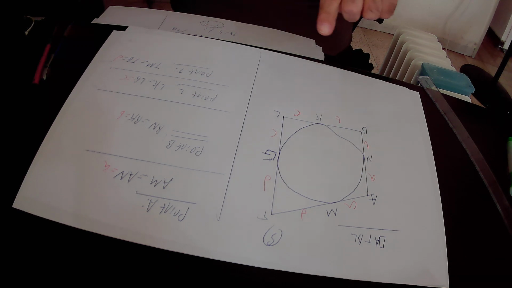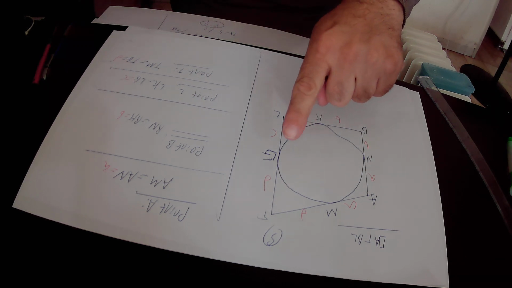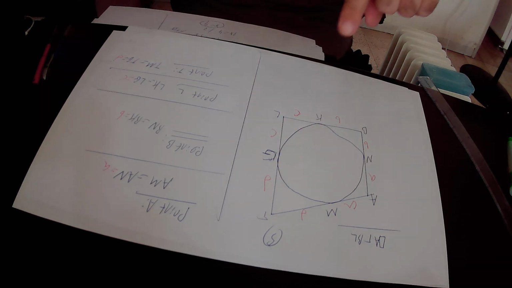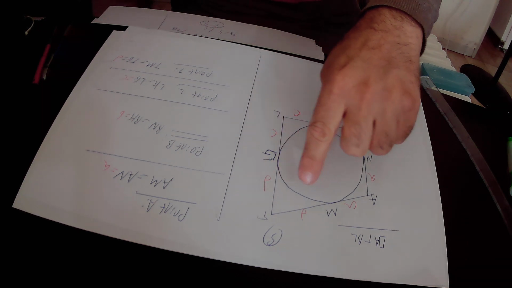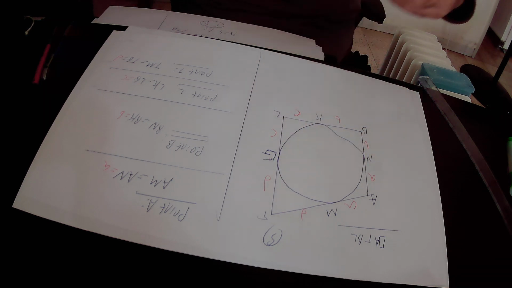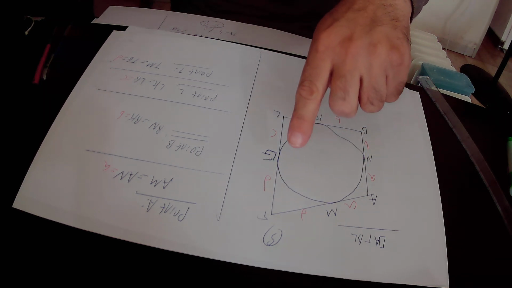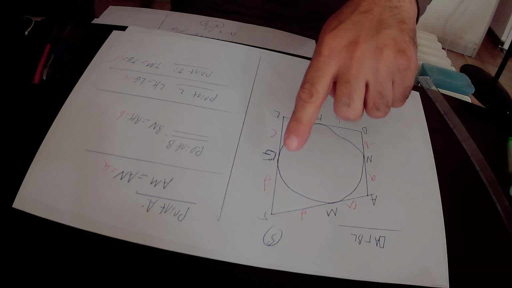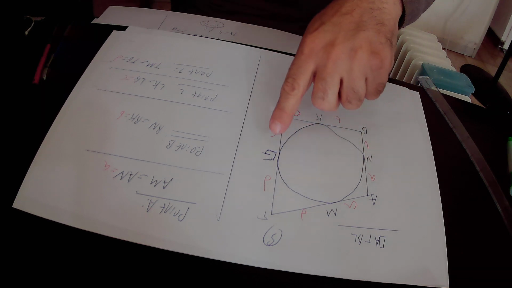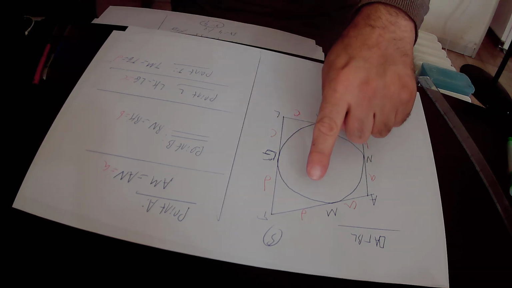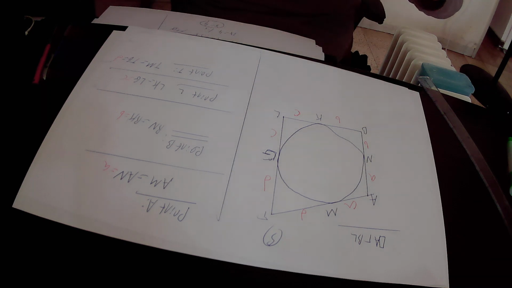And finally, focus on the common external point T. From the common external point T, we have 2 tangents to this circle, tangent TM and tangent TG. According to rule number 2, the 2 tangents must be equal to each other. That is to say, TM equals TG. So if TM is d, then TG must also be equal to d.